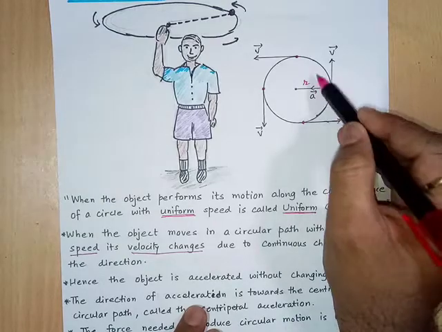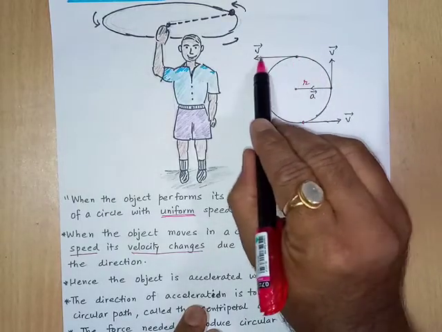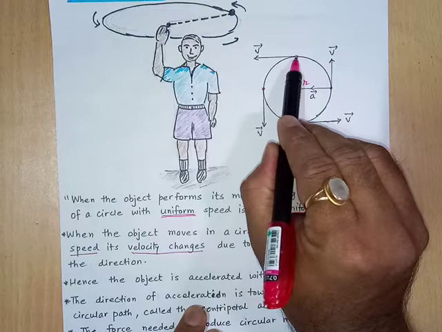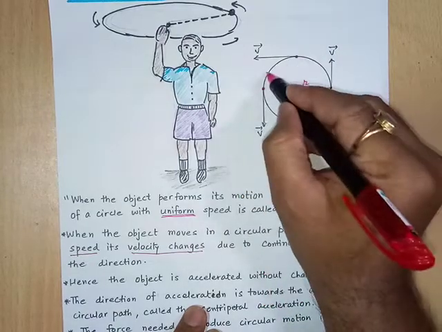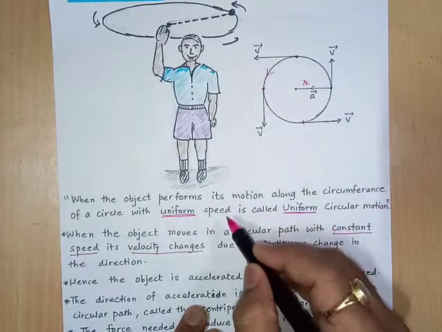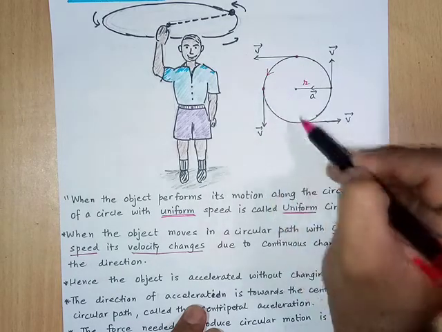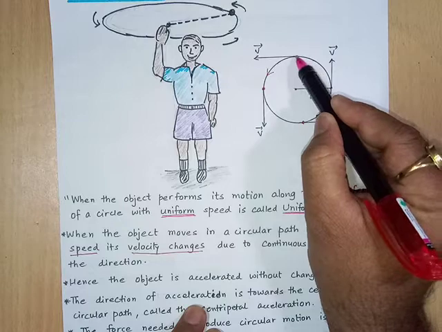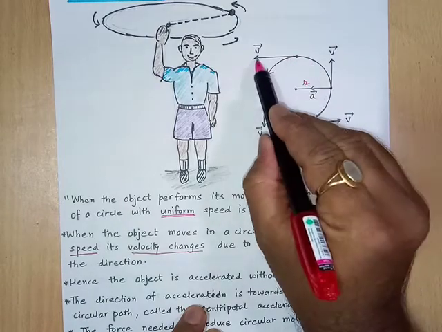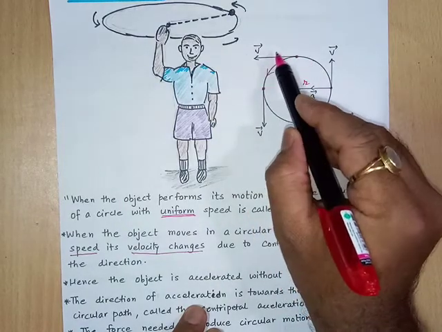What is the meaning of tangent? Tangent is nothing but this particular segment which is touching this particular point. So if the object is performing its circular motion in this direction, and I draw the tangent at a particular position of this object or particle, then the tangent drawn in this direction shows the direction of the velocity.